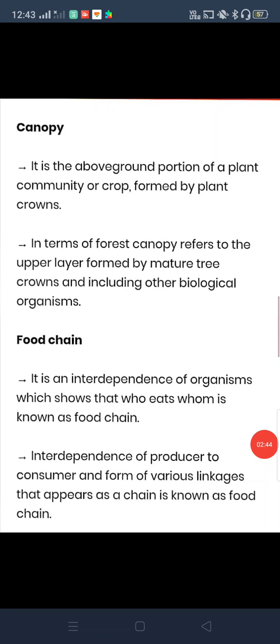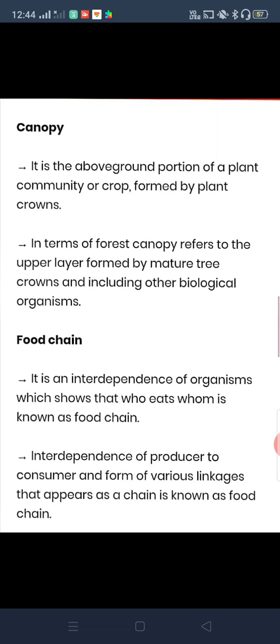Now here is one word, canopy. It is the above ground portion of a plant, community or crop formed by plant crowns. In terms of forest, canopy refers to the upper layer formed by mature trees' crowns, including other biological organisms. So what is canopy? It is the crown-like structure formed by the trees of the forest.